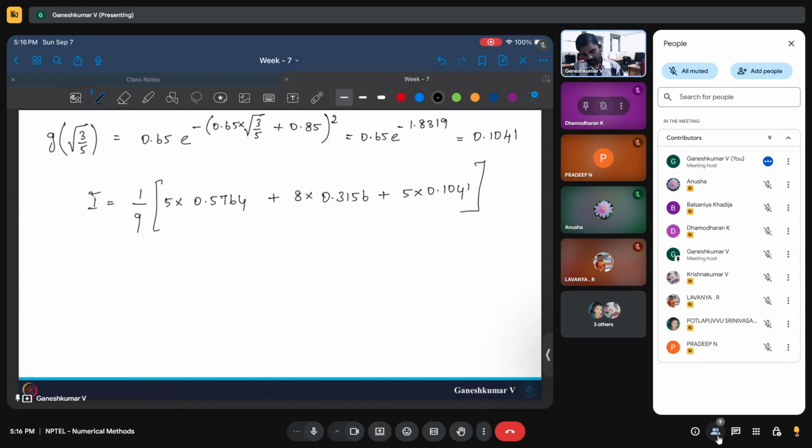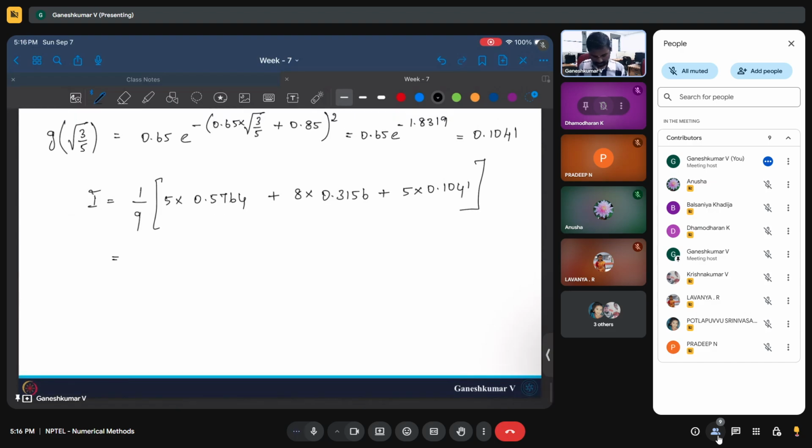Okay, now you can simplify this. Let me know the answer if you have. 8 into 0.3156 plus 5 into 0.104, divided by 9. Okay, I'm pretty fast now. So I comes out to be 0.6586. Okay, this is what I'm getting.